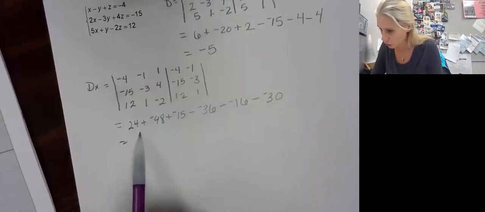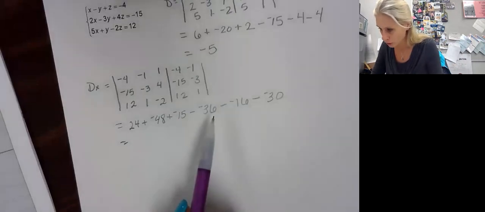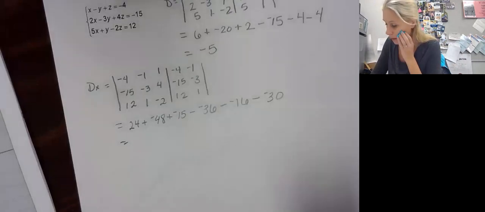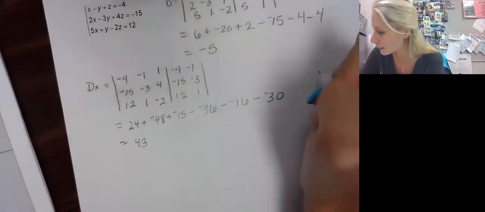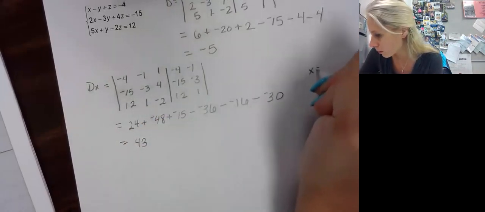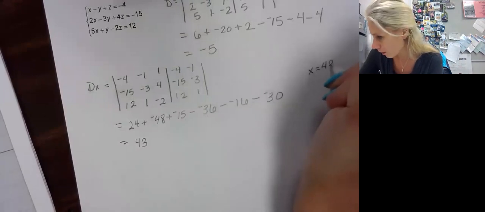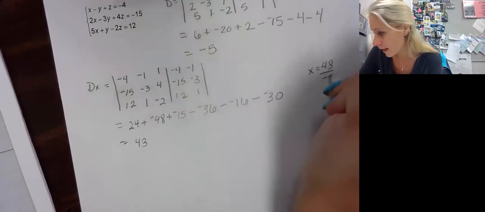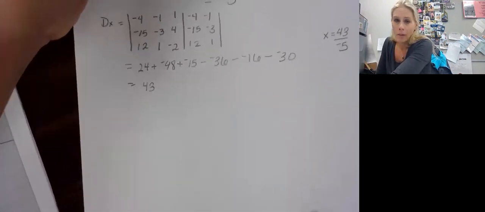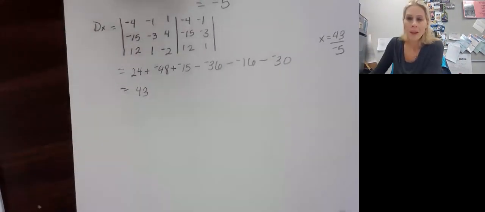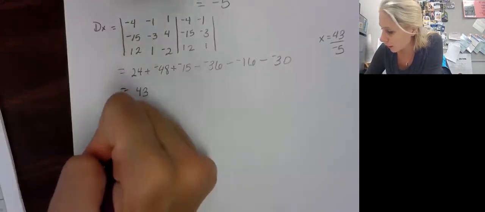Let's check that. All right, we'll stick with it and see what happens, okay? Because this means that x equals 43 over -5. That looks like a terrible fraction. With my luck, I'll probably mess up in the first determinant.